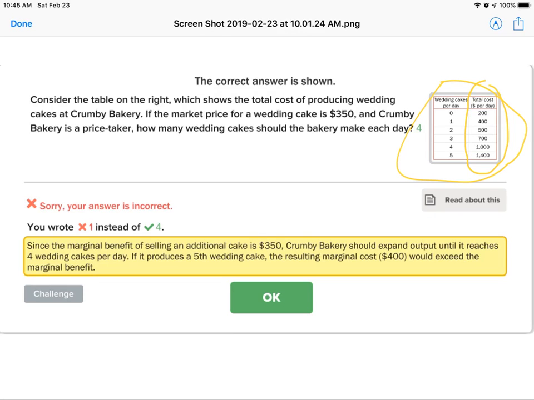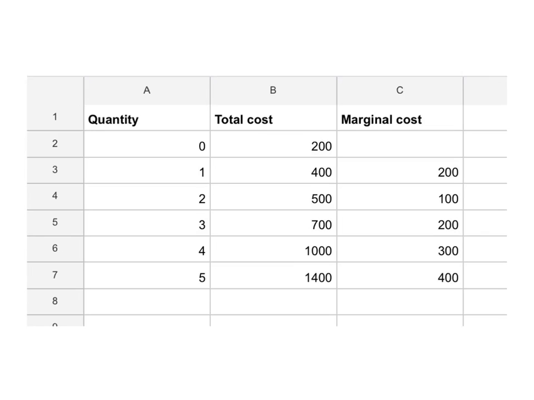The benefits are fixed at $350 per wedding cake, and so the cost-benefit rule says produce one more cake if the benefits, $350, are greater than the costs, and those costs are the cost of producing just one more cake. So here we go. I've made a little spreadsheet here. I guess I could have worked with the table, but it was so tiny that I thought I'd just copy the information into a spreadsheet.